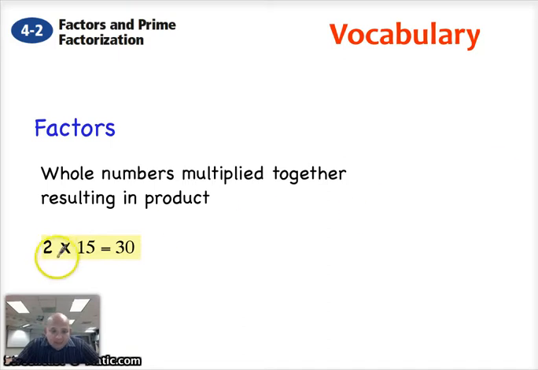In this example here, we have 2 times 15 equals 30. This is a multiplication equation, and the factors of this equation are the 2 and the 15. These are factors, 2 and 15, of 30.